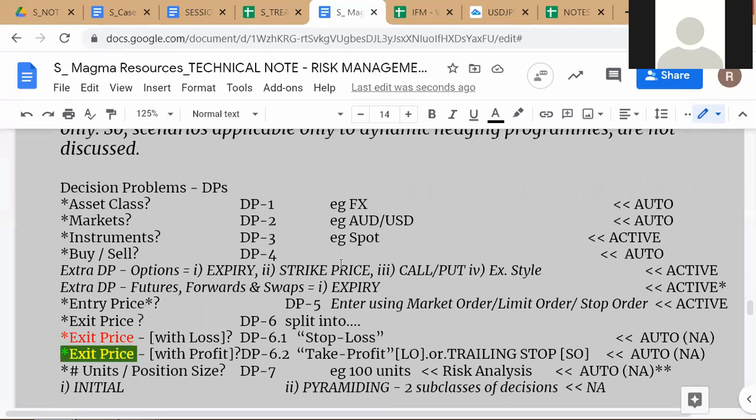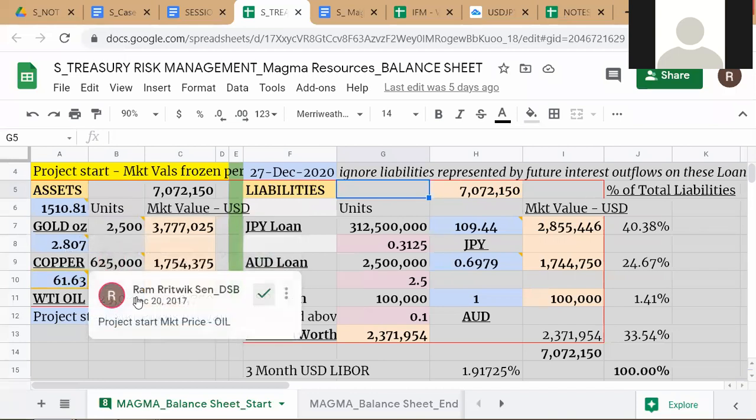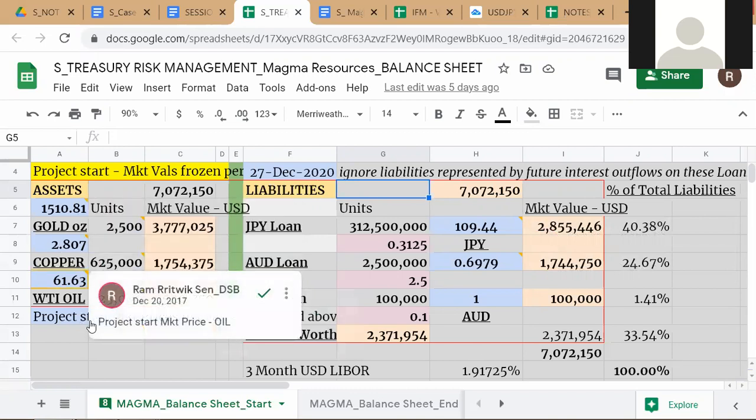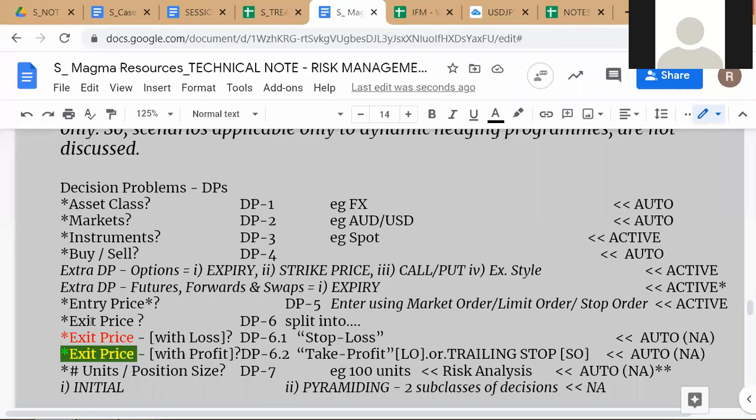So now we're looking at the same decision problems and we find that when we looked at the KRF markets, we have identified the KRF markets and we know the markets where the company has exposures. And since we know the market, we can classify it into an asset class. We know the market, and because of that, we also know the asset class. So obviously, if we see that Aussie against US dollars spot FX is one of the markets, then the asset class for that will be currencies. So by looking at the market, we can figure this out.